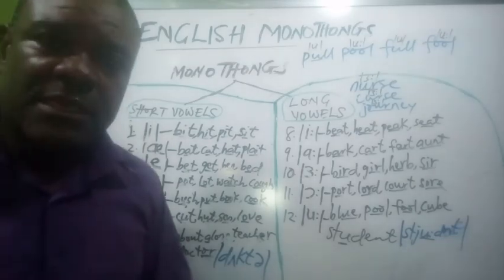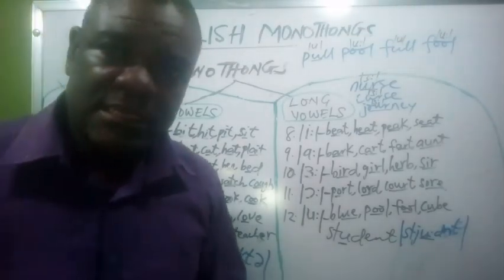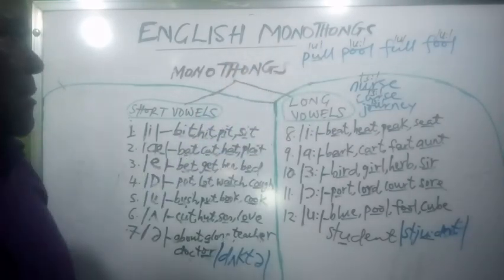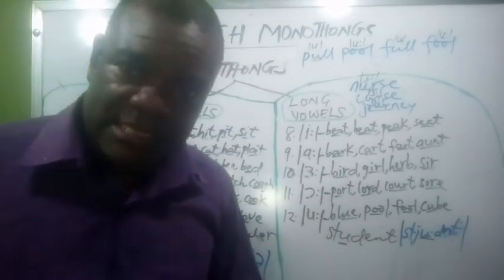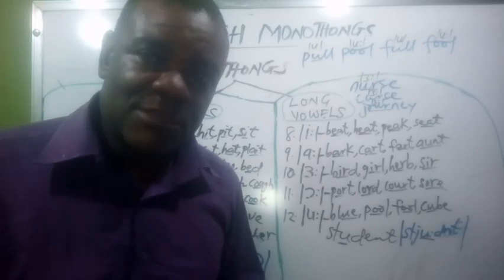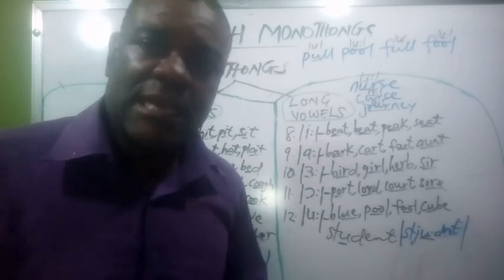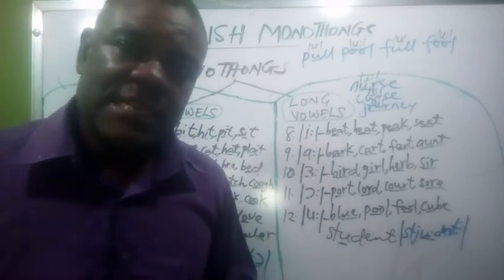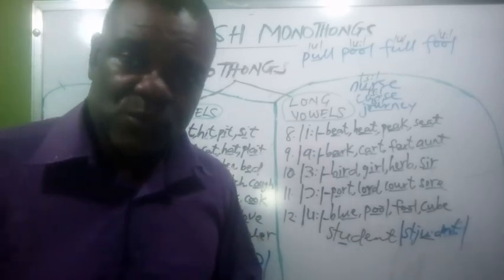That's how it has been in today's lesson. We have been looking at the English monophthongs. We have looked at the two classes, the short vowels, the long vowels. We have also looked at how each sound is articulated and how to identify them in isolated English words.